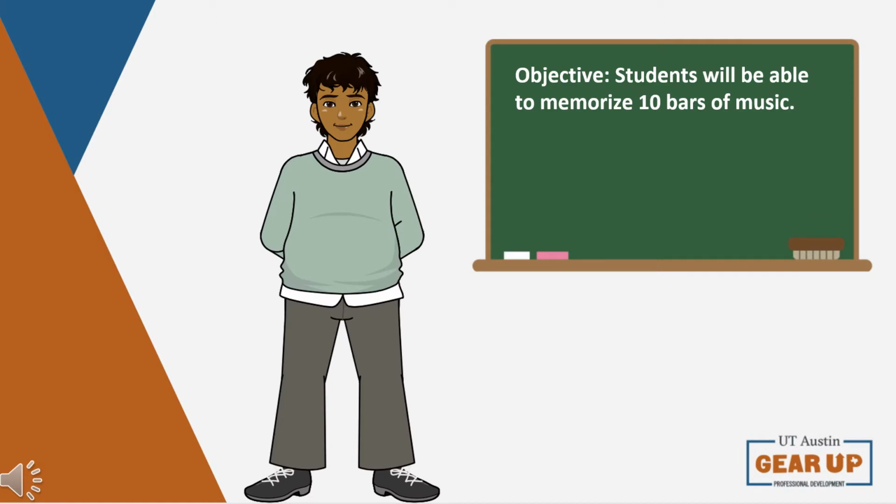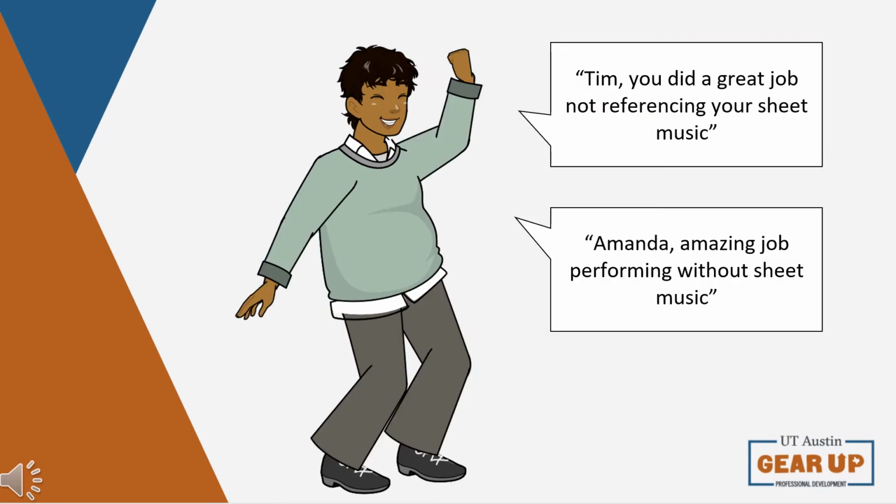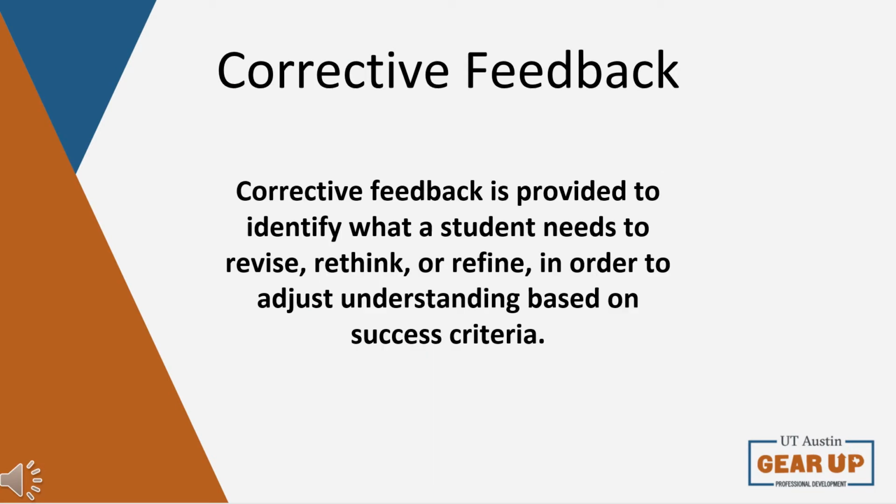Let's take a look at Mr. Thomas. His objective was for students to memorize 10 bars of music. One of the success criteria identified by Mr. Thomas was that students would not refer to the sheet music. Affirmative feedback for one of his students might sound like, "Tim, you did a great job not referencing your sheet music," or "Amanda, amazing job performing without sheet music."